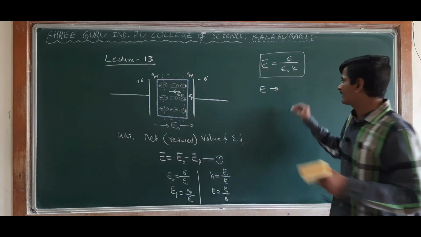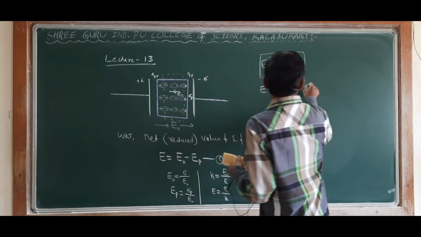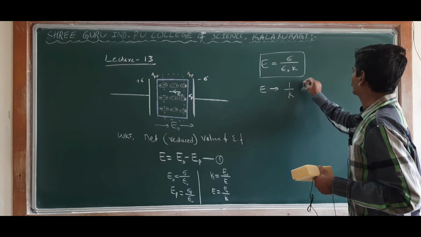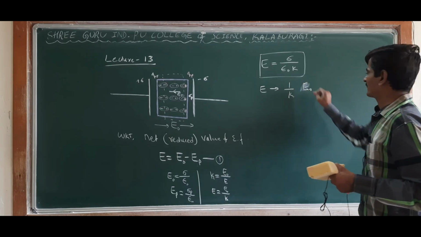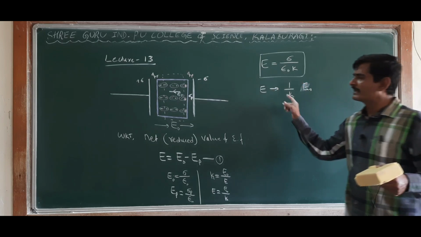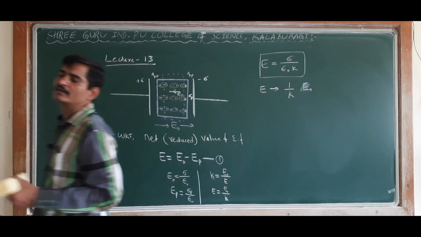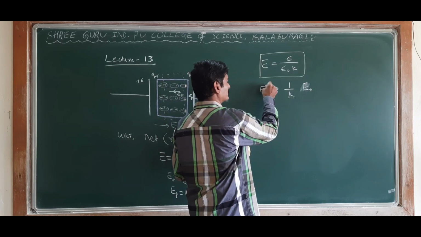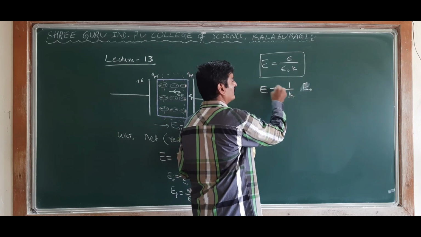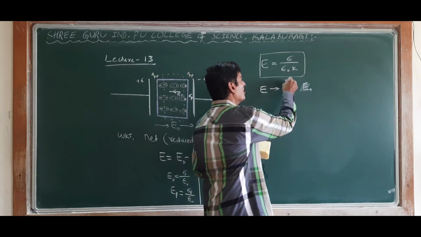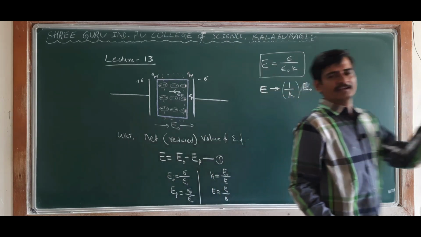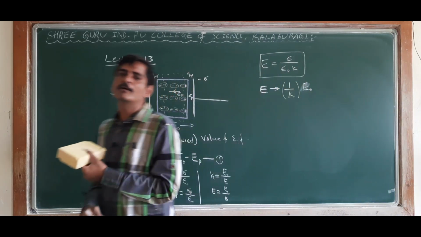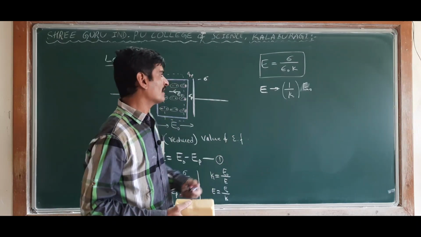Thus, the net value of the electric field inside the dielectric is 1 by K times the applied electric field, due to the electric polarization. That is, due to the electric polarization in the dielectric, the net electric field inside the dielectric reduces, and the reduced value is 1 by K times the applied electric field. That's all the things we have already studied.